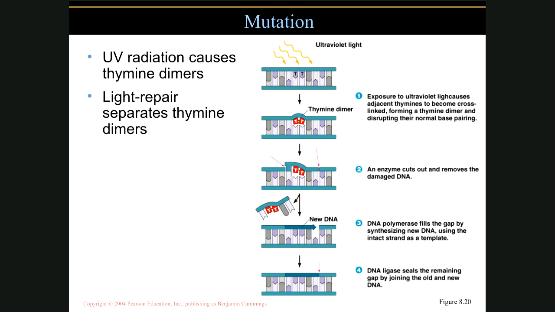Same thing with UV radiation. So UV is not as penetrating as X-rays or gamma rays. So UV is non-ionizing radiation, but it does cause a problem in DNA. And the problem is if you have 2 thymines side by side, UV light excites them and causes them to chemically bond to each other. And they form a thymine dimer.